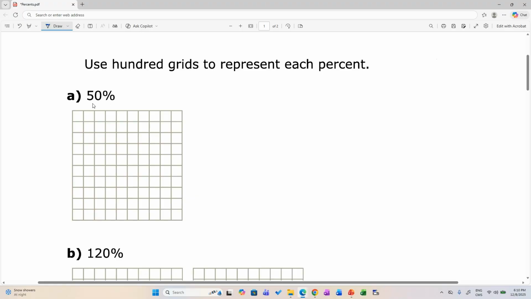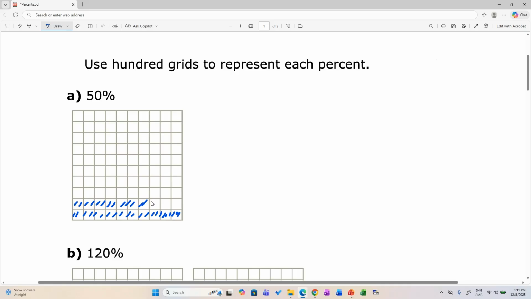So in this case, if I want to represent 50%, I simply just have to shade in 50 squares because there's 100 squares here. So let's just count. We know this is a 10 by 10, so we simply shade in this amount here. This would simply be 10. I just shaded in 10 here. So if I want to shade in more, I go to the next row and I shade it in.